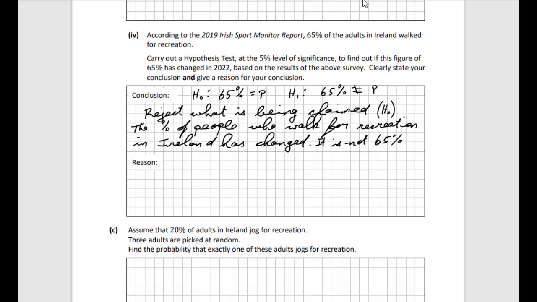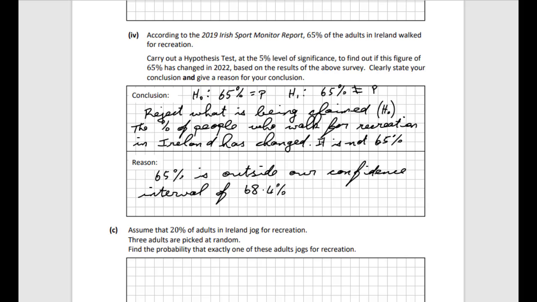Okay, the reason: 65% is outside our confidence interval of 68.4% to 73.6%.